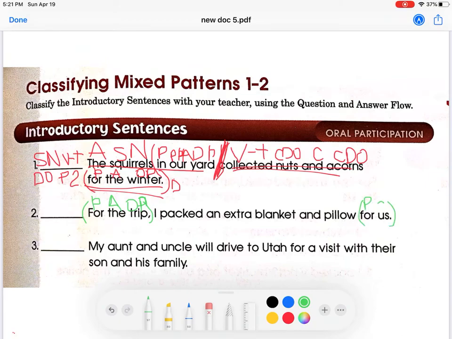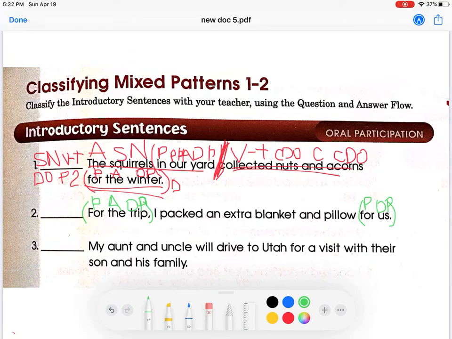For is a preposition. Us is the object of the preposition. In this case, it is a pronoun, not a noun, which is okay because objects of the preposition can be either. Okay, so for us. Looks like that's all I have. Okay, so let's read what I have left. I packed an extra blanket and pillow.